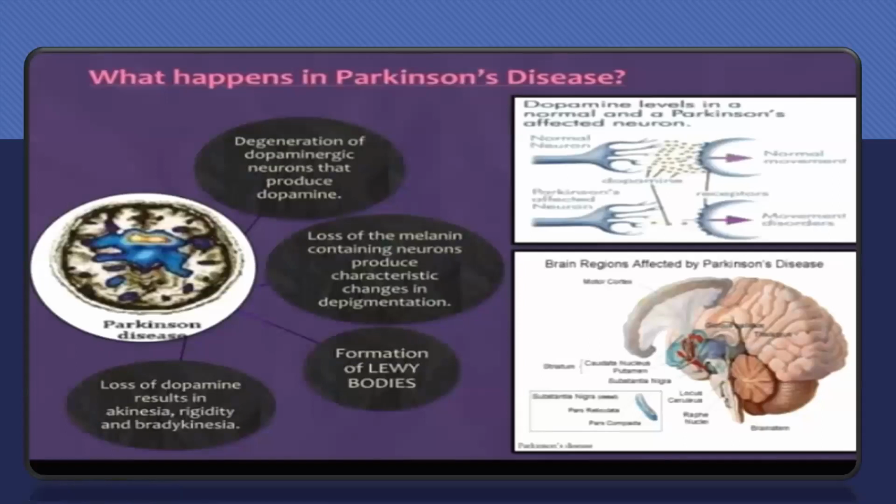What happens in Parkinson's disease? In Parkinson's disease, loss of dopamine results in akinesia, rigidity, and bradykinesia. Then there is degeneration of dopaminergic neurons that produce dopamine. Loss of the melanin-containing neurons produces characteristic changes in depigmentation and formation of Lewy bodies. This occurs in Parkinson's disease. The brain cells lose the dopamine hormone, which is produced by the dopaminergic neurons.